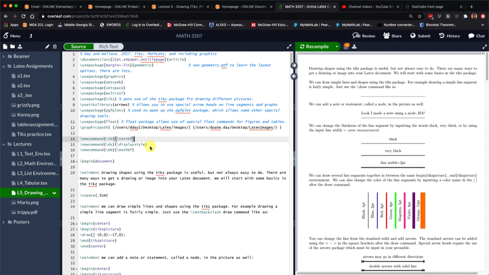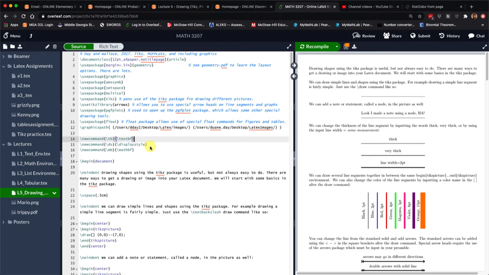Hey everyone, once again, here's lecture 5 on the drawing environments, different types of drawing environments that we can do in LaTeX. This is more extensive than some of the others, so bear with me on this one. It may go a little longer than I expect. But anyway, let's jump into it.